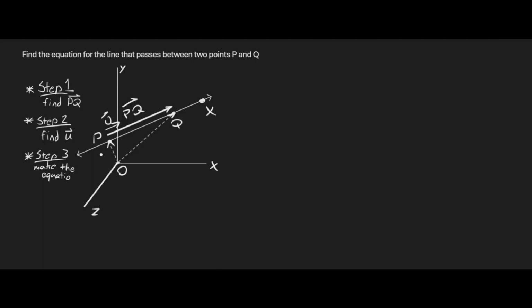Okay, so this question asks us to find the equation for the line that passes between 2 points, P and Q. So, the first thing that we need to do is to find the vector between P and Q. This is useful because it helps us know the direction in which our line is going. So to find the vector between P and Q, we're going to use vector addition. So we're going to say that OP plus PQ is equal to OQ.